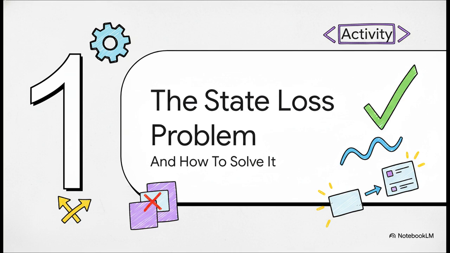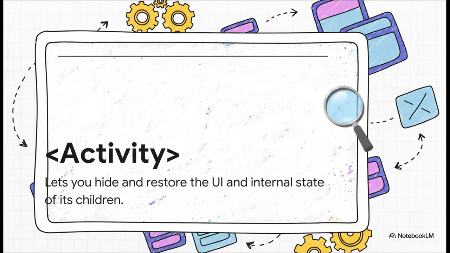What if you could hide a component without giving it amnesia? Well, you can, and that's what we're going to dig into right now. Okay, say hello to the Activity component. Its job is actually super simple, but it's also incredibly powerful. Think of it like a wrapper that can put its children into, I don't know, suspended animation. It preserves everything, the UI, the internal state, all of it.